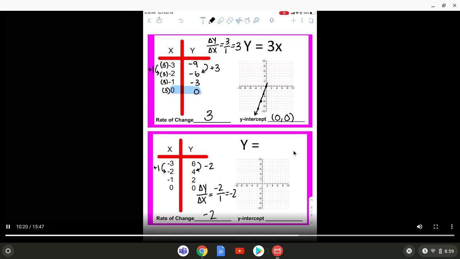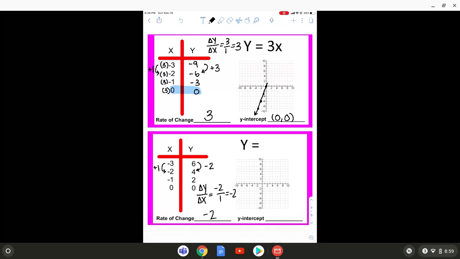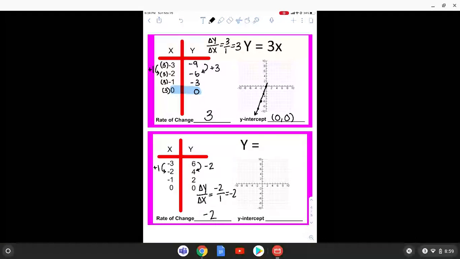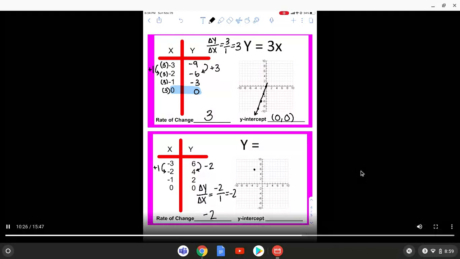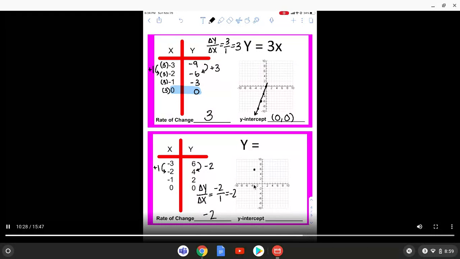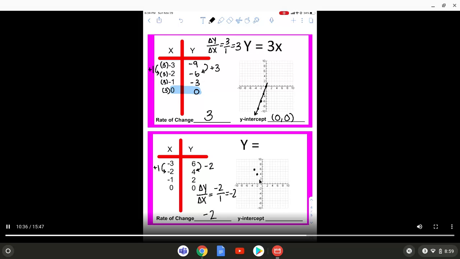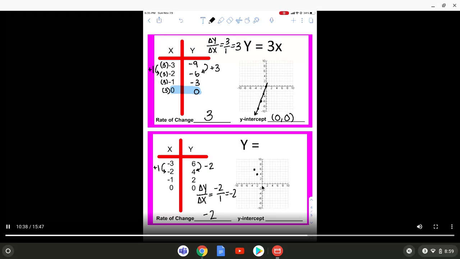Now, I'm going to graph by going over to negative 3 and up to 6, over to negative 2 and up to 4, over to negative 1 and up to 2, and then staying right here at 0, 0.